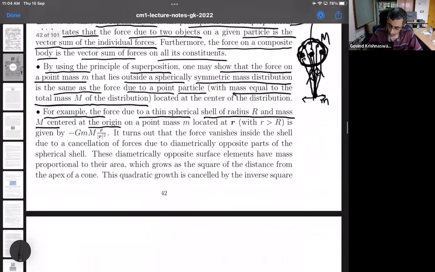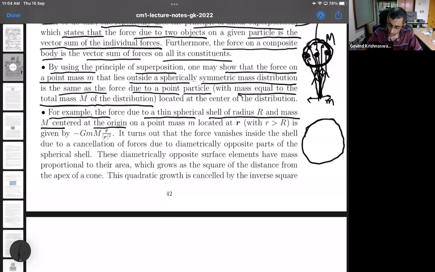Let me draw the shell. So the mass is concentrated on this shell. There's nothing inside, no mass inside. And now there is, of course, an origin at its center. Now, if you have a mass small m outside, you can ask what force does it feel due to this spherically symmetric distribution on the shell. Well, it turns out it is given by, again, the same Newton gravitational law, G capital M m r hat upon r squared. And this force points, of course, towards the shell, and r hat is the radially outward pointing unit vector at any point.